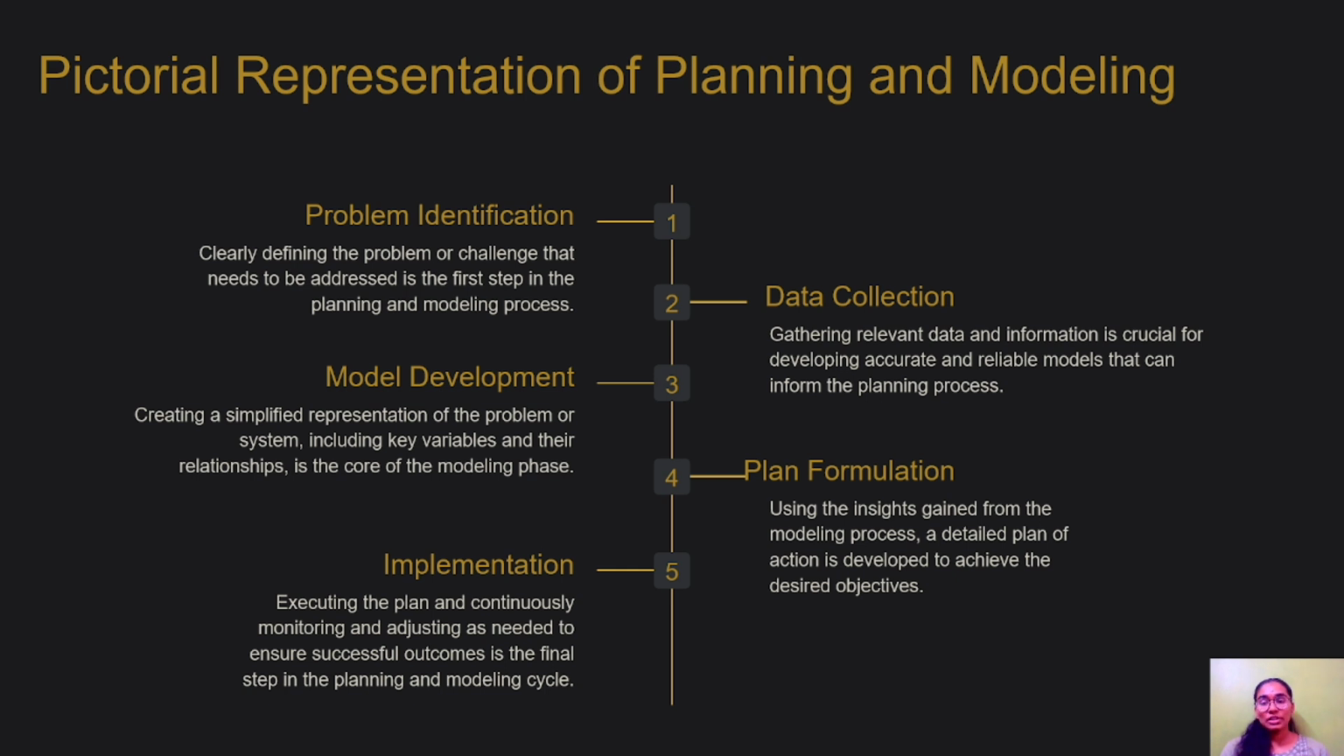The third one is model development. Creating a simplified representation of the problem or system, including key variables and their relationships, is the core of the modeling phase. Then comes the plan formulation. Using the insights gained from the modeling process, a detailed plan of action is developed to achieve the desired objective. And then comes the implementation. Executing the plan and continuously monitoring and adjusting as needed to ensure a successful outcome is the final step in the planning and modeling process cycle.